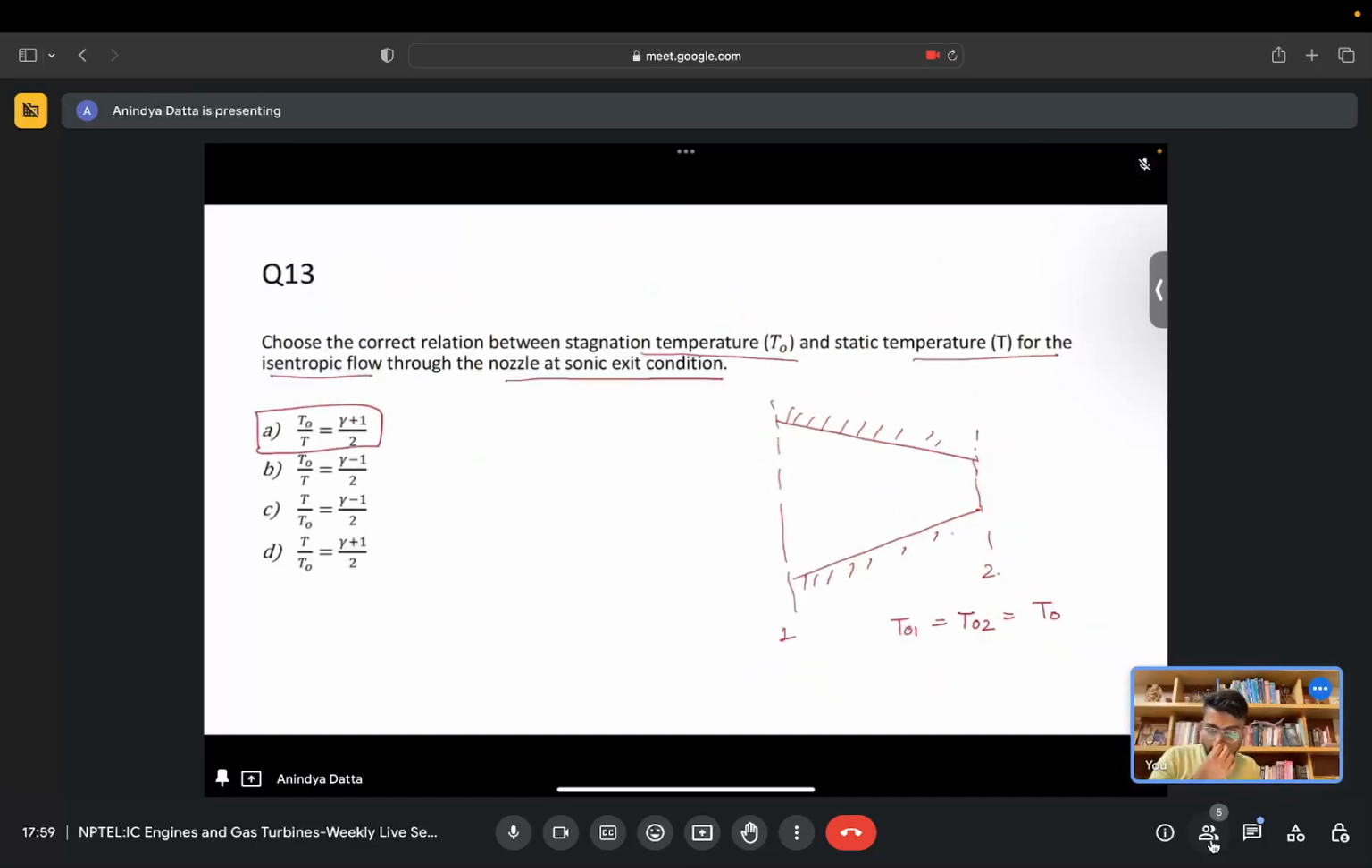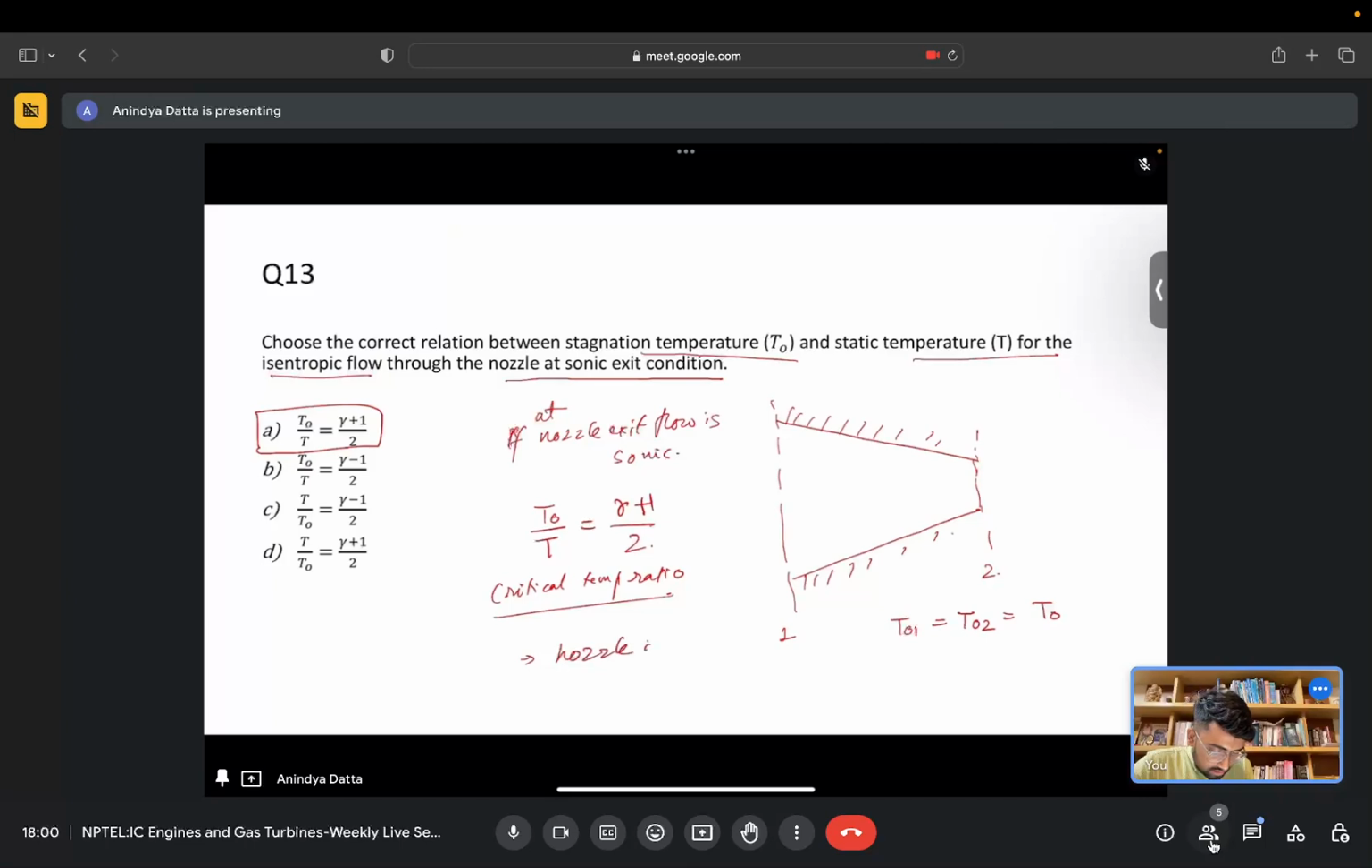Okay, so what does this tell us? If the nozzle exit flow is sonic, then the stagnation temperature to static temperature ratio is given by this. This is also called the critical temperature ratio. And this condition is also called that the nozzle is choked.